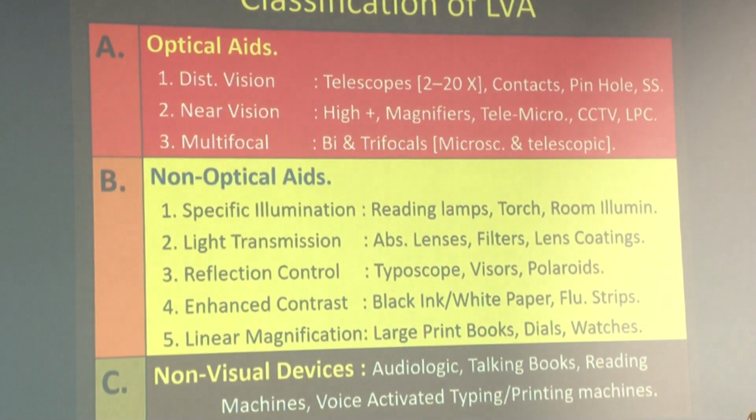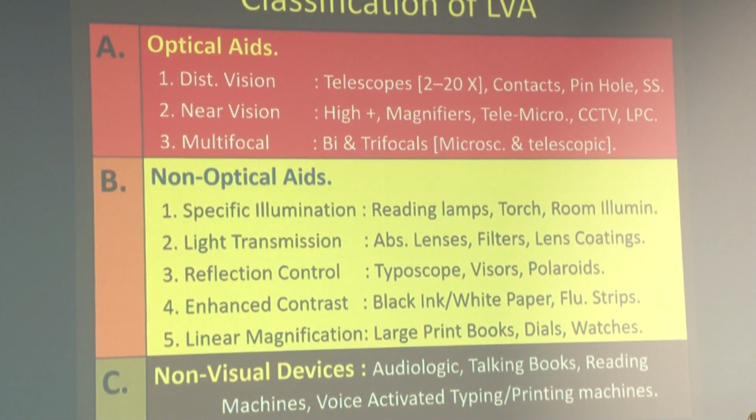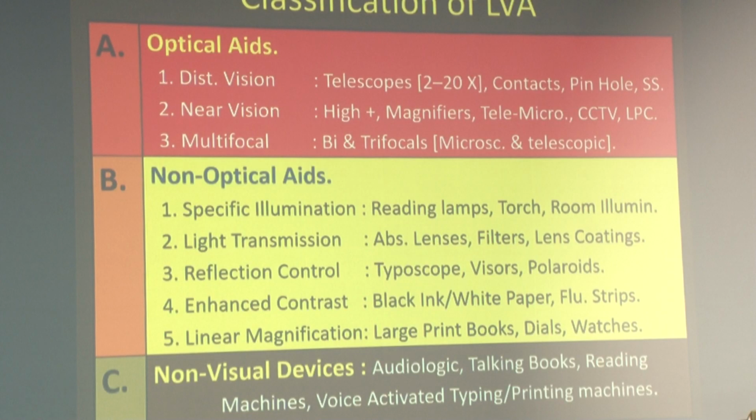When we talk about non-optical aids, these are the things that will help us in enhancing the contrast and the illumination. We'll talk about this later during the slides. And then we have the non-visual devices, which help in a better rehabilitation of such patients. Like, for example, audio books, talking textbooks, talking BP machines. You just have to put the instrument on and the machine will read it out to you.